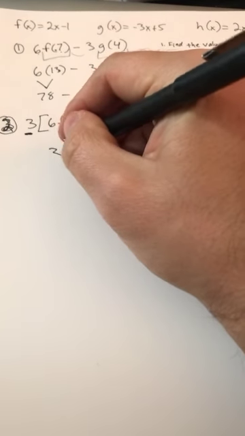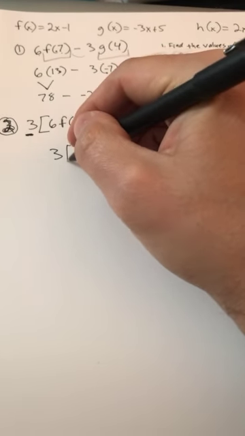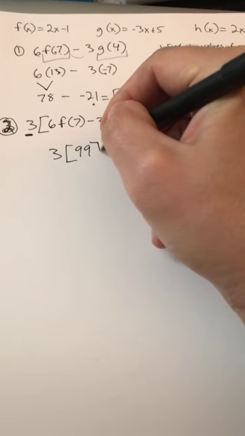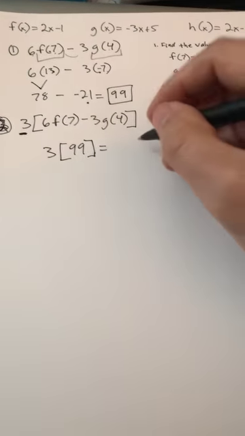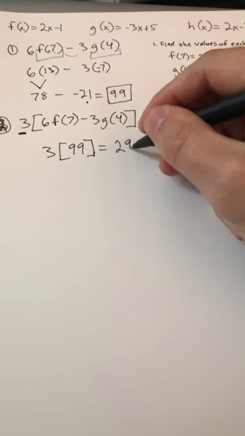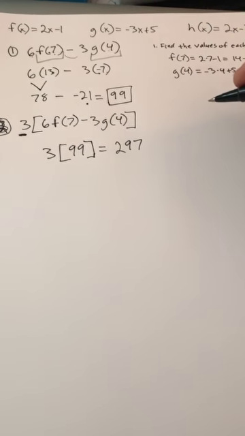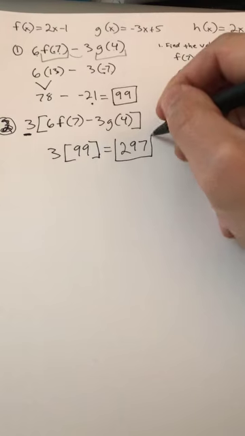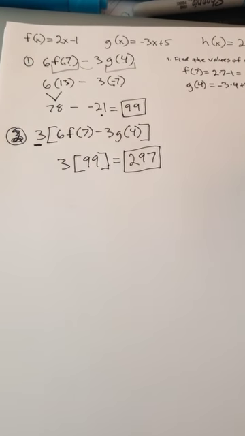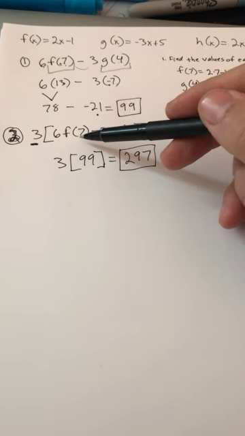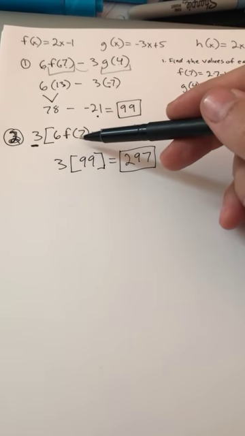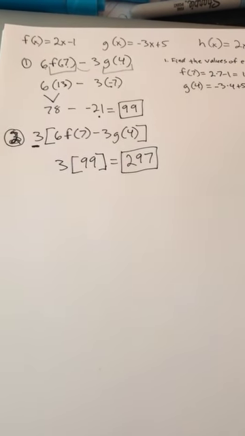So at the end of this, we would actually do 3 times 99, and that gives me 297. Okay, so this ends up being my answer to this problem. And again, we've already done practice. You could have variables in here, you could have expressions in here as your inputs.